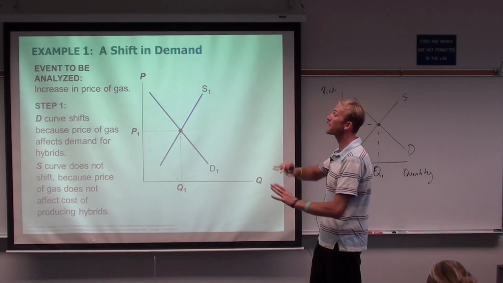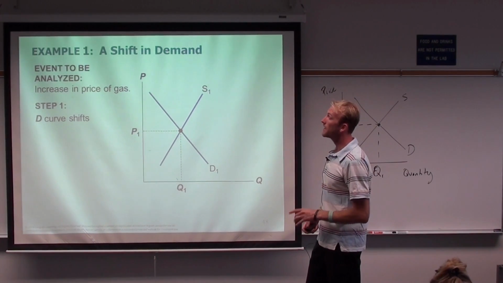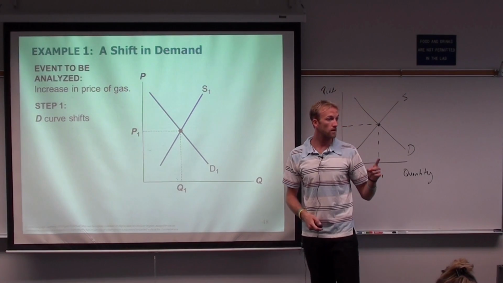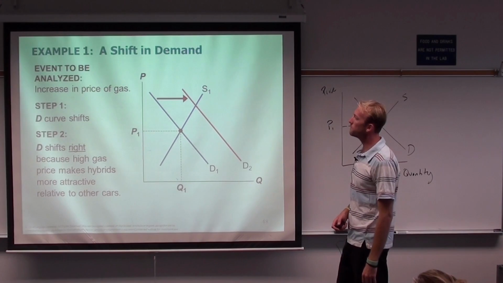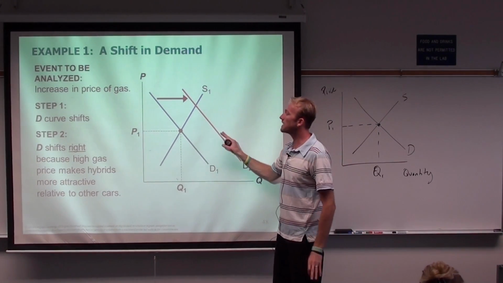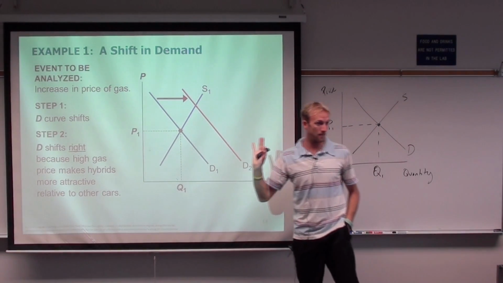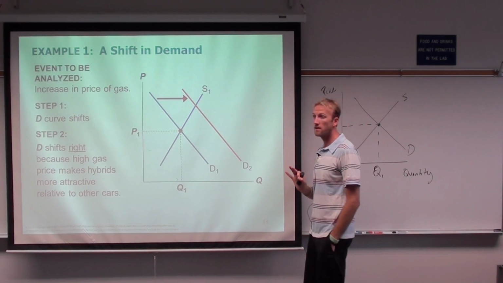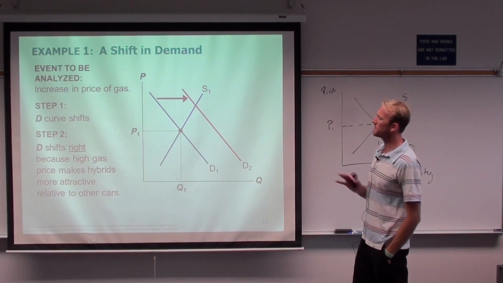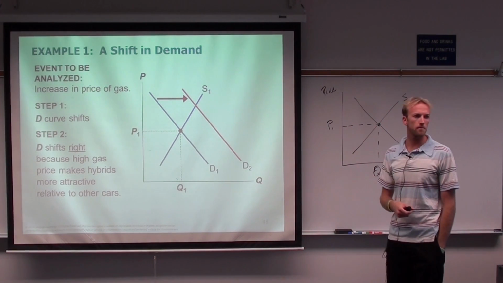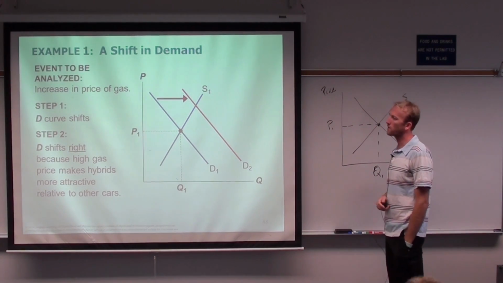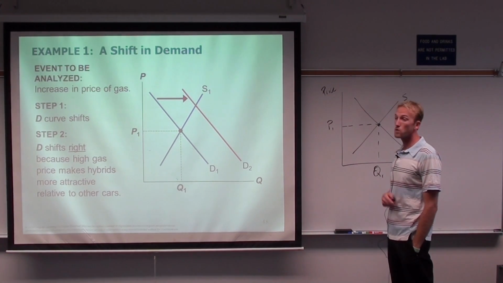However, the demand curve, in fact, does shift. Okay, now which direction does it shift? It shifts to the right. To the right is right. Absolutely, because that's going to be an increase in demand. An increase in demand, right? Because it makes it better to have a hybrid if the price of gas goes up. Okay. So that's step two.